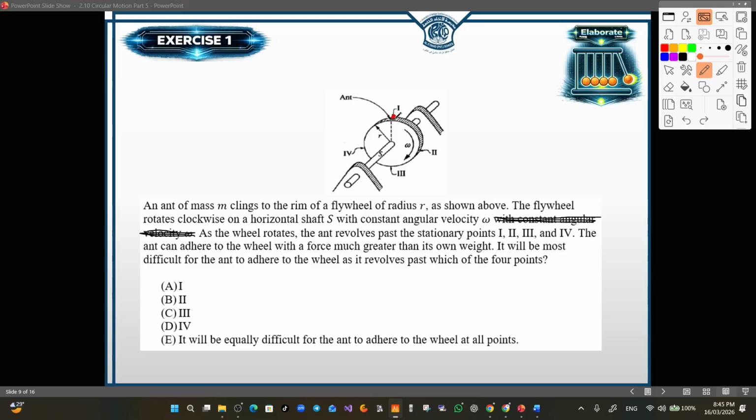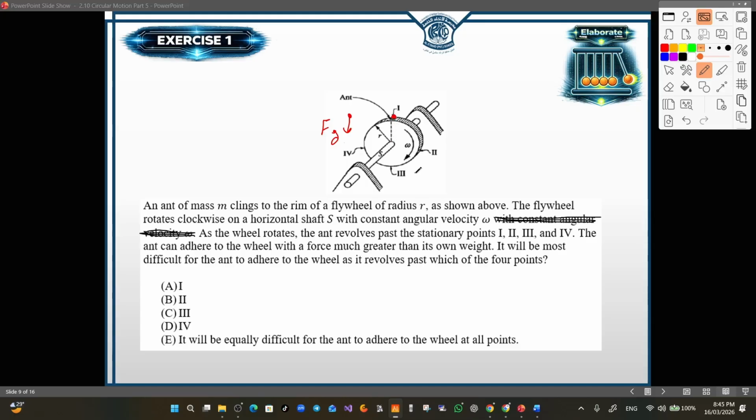At the top, which is point I, the direction toward the center is downward. Since gravity also acts downward, gravity actually helps provide the centripetal force. So the wheel does not need to work as hard to keep the ant moving in a circle at that point, because we already have the force of gravity as an inward force.